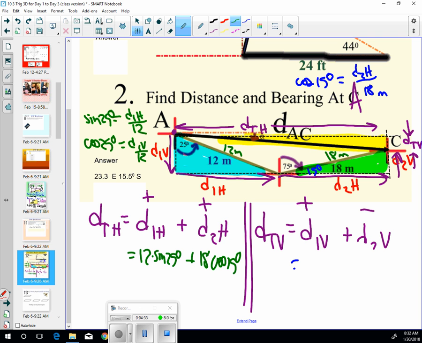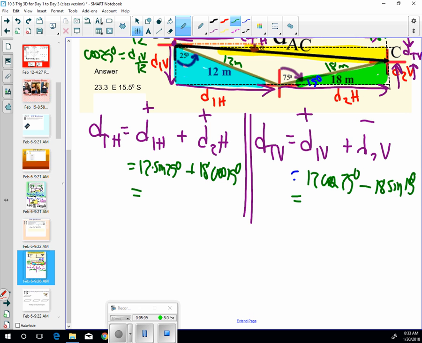So one vertical is going to be 12 times the cosine of 25. And this is going to be minus, because it's in the opposite direction, 18 sine of 15. Because the sine of 15 is d2 vertical over 18. And then we go ahead and crank these out. Anybody get this one real quick? Just shout it out what you got to the nearest tenth. 12 sine 25 plus 18 cosine 15 real quick.